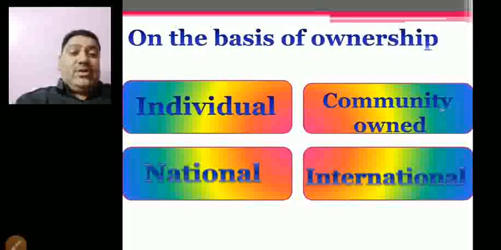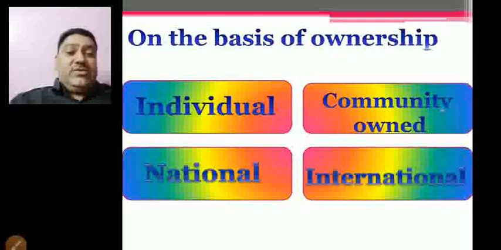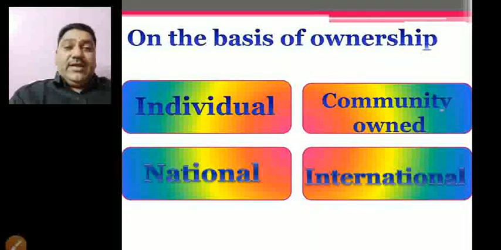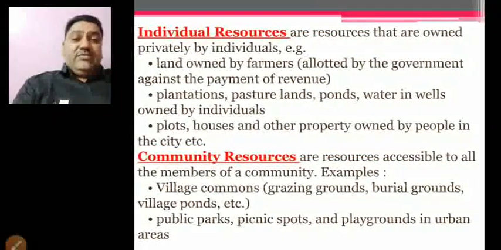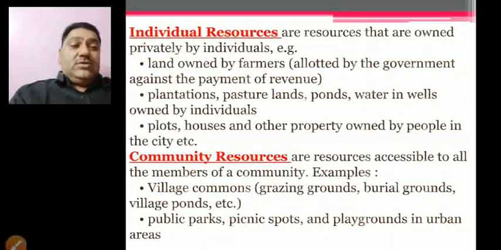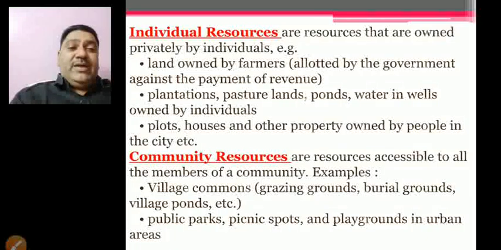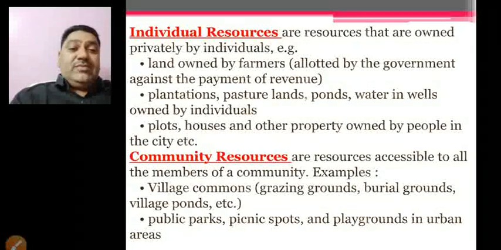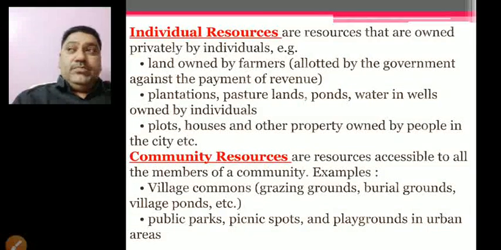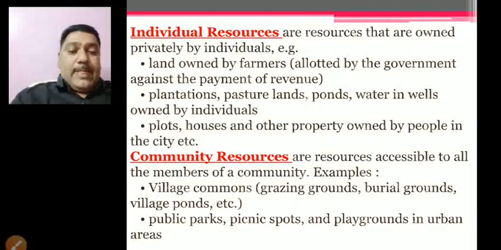Now, the third and most important basis is ownership. On the basis of ownership, we have individual, community, national and international resources. We'll see them one by one. First, individual resources. Those resources which are owned privately by individuals, that is, it is their own resource. Like farmers, they own the land which is given by the government by paying some revenue. Similarly, plantations, pasture lands, ponds, water in the fields, etc. Similarly, plots, houses, and other property like vehicles owned by people are considered individual resources.